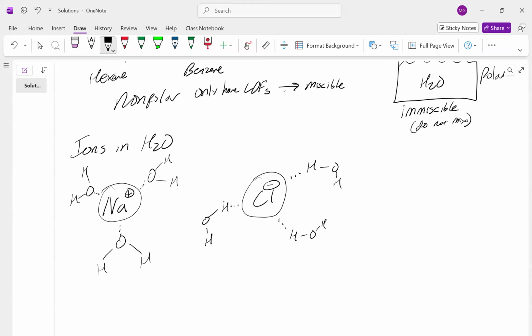And that's why ionic compounds, we'll get a little bit more specific later in 102 about why some ionic compounds aren't that soluble in water, but a lot of ionic solids are very soluble in water for this reason.